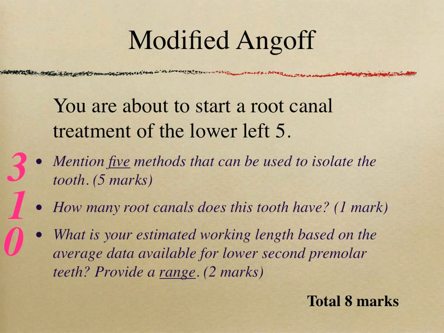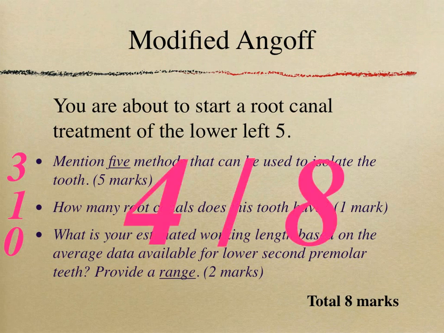So if we just now add all the marks which we thought a borderline candidate can gain from this item, it's going to be 3 plus 1, which is 4. So it's 4 out of 8 that a borderline candidate can possibly get from this.